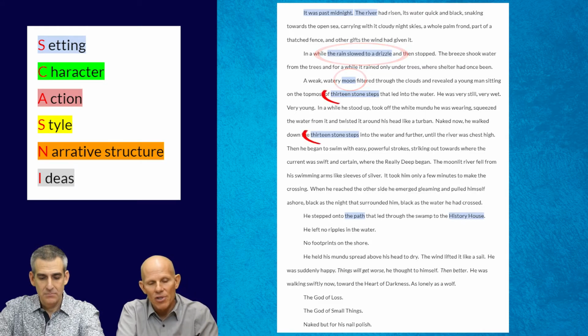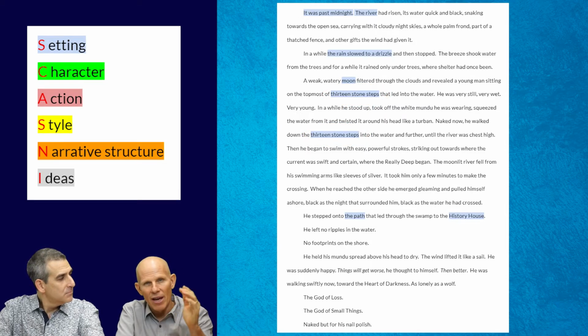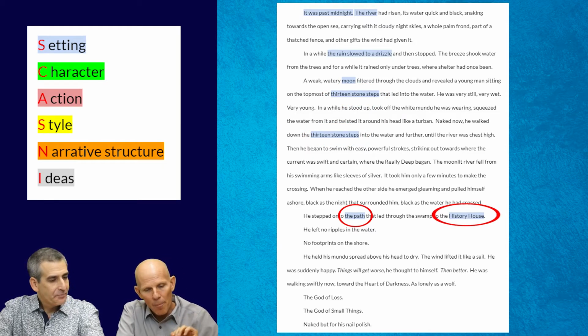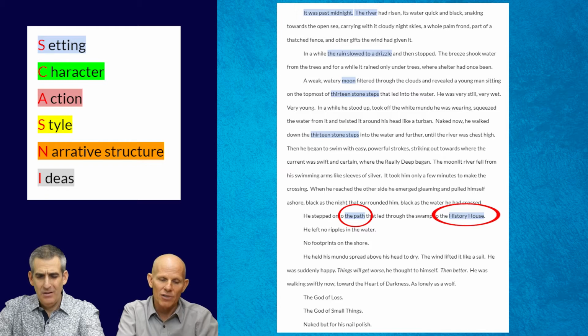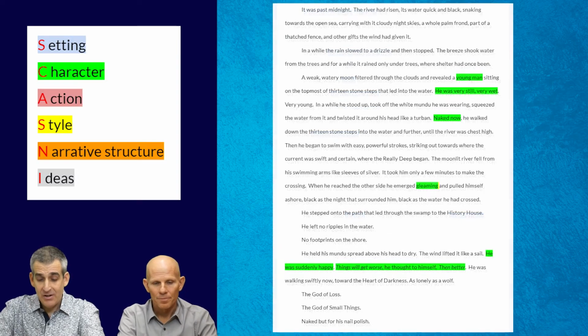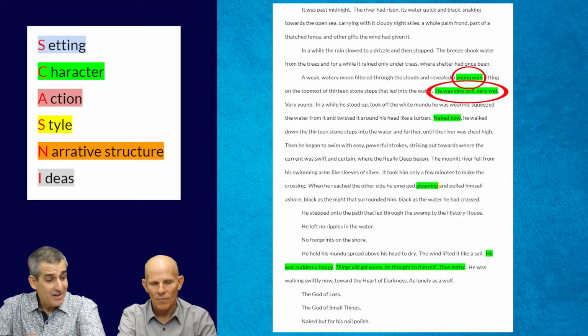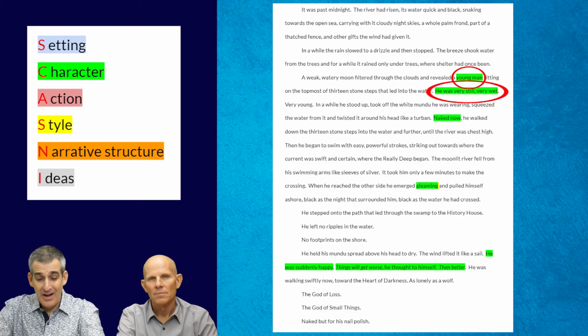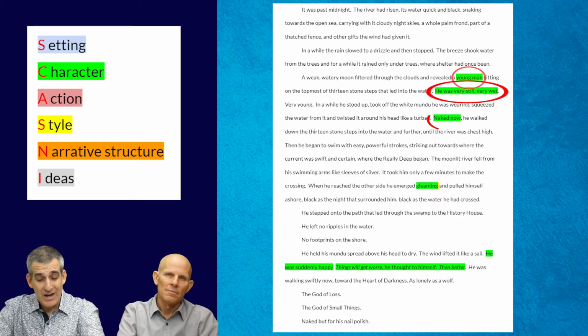We also see the stone steps as part of the setting. We see a history house on the other side of the river and a path that's leading towards the history house. Yeah, now that you've done such a beautiful job of identifying the setting, Mr. Giles, let's figure out who's in this setting. And we see it's a young man. We see that he's very still, but he's wet. He's just come out of the river, and he's taken off his white mundu, and now he's naked.